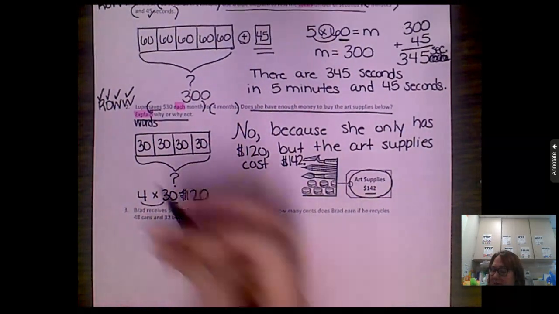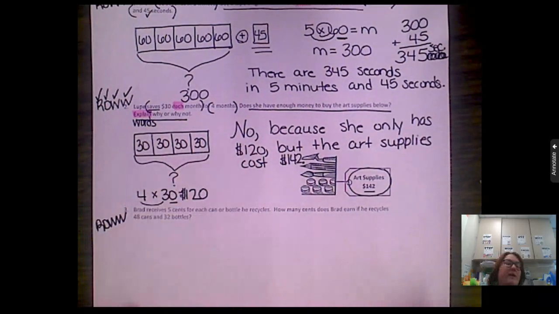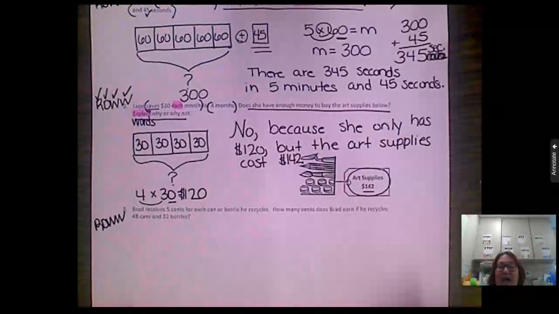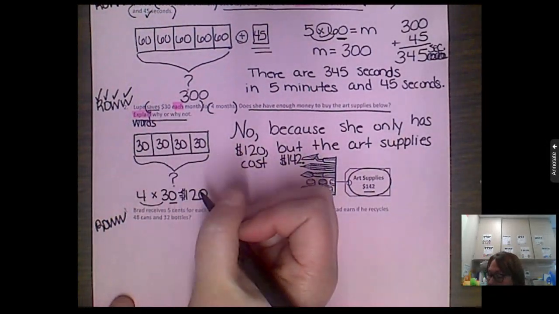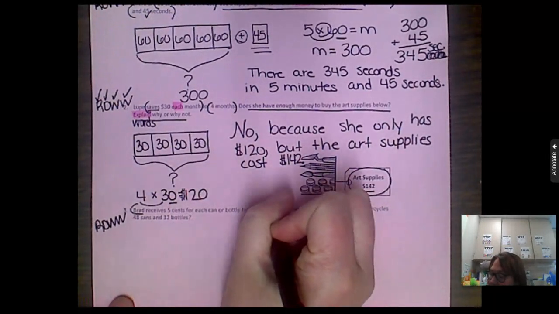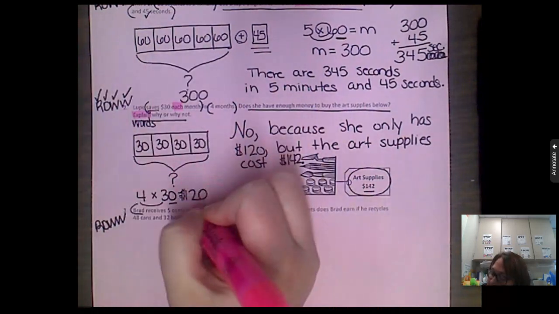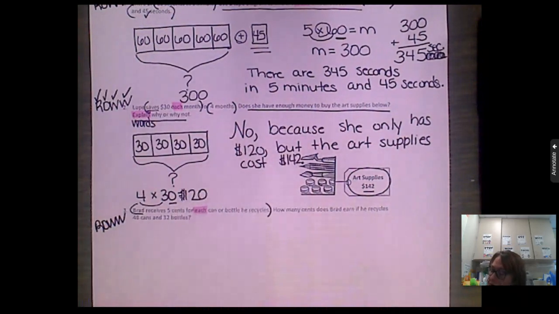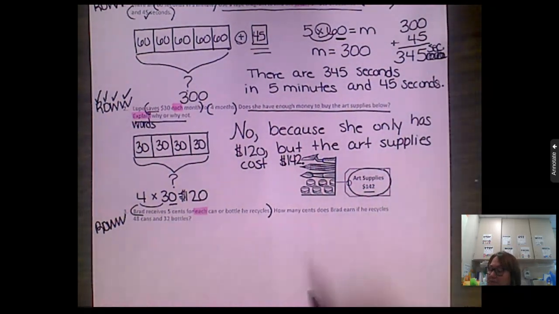Alrighty, so for number 3, we can get our RDWW set up, okay? Brad receives 5 cents for each can or bottle he recycles, so that's important, right? So he receives 5 cents for each can or bottle he recycles. Do you see a clue word there? I see the word each, which tells me that we're going to multiply or divide, right? So let's keep going.